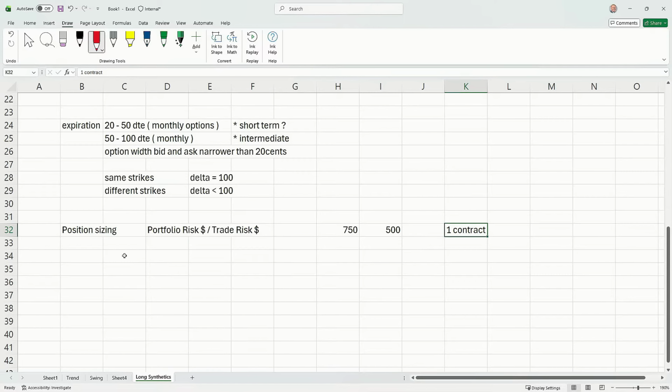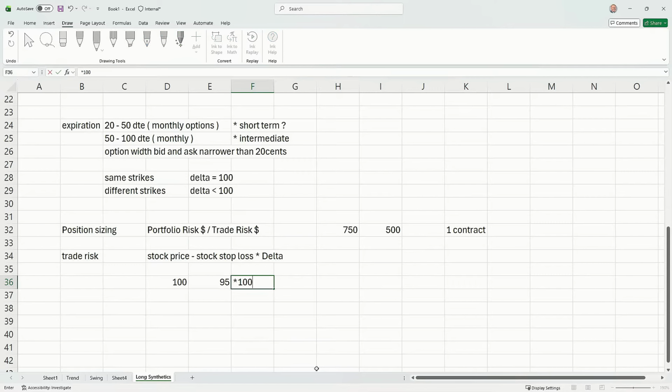Okay. Now, when we talk about trade risk in this case, it's just going to be the stock entry price minus the stock stop loss. And then what we're going to do is times it by delta. So if the stock was at 100 and we have a stop loss, let's say at 95, what's the difference? $5. Well, if we did the exact same strikes, the delta would be 100. So what you're now going to see is the loss should be about $500.